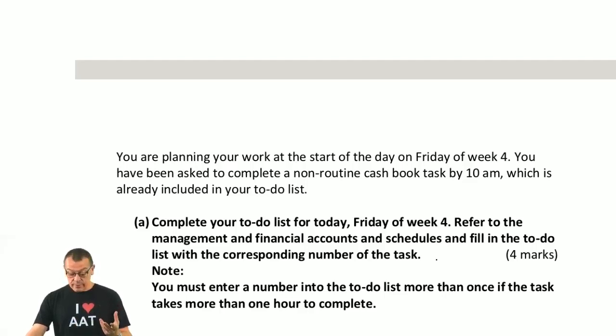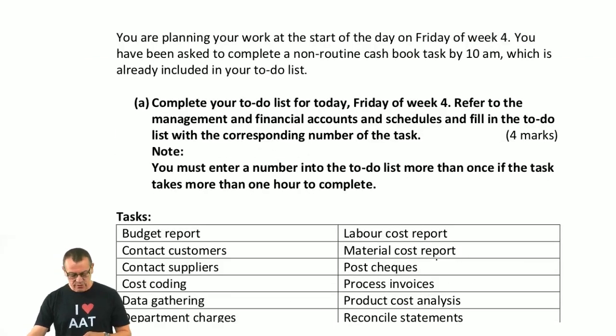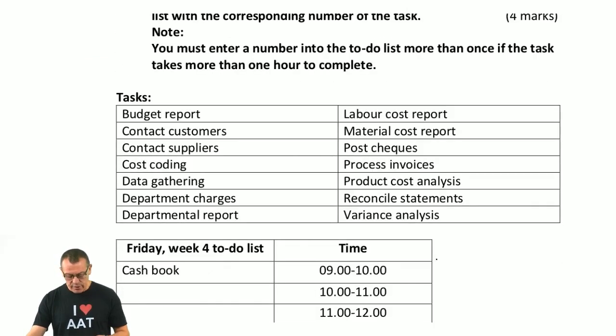Complete your to-do list for today, which is Friday of week 4. Refer to the management and financial accounting schedules above, and then fill in the list as you go along. If the task takes more than an hour to complete, then you need to put it in twice. So these are the tasks, and there's your Friday at week 4. So what needs to be done on Friday at week 4? Let's take a look at the weekly information first. Now, note well, the cash book's already inserted for you. So that's quite nice. So the examiner, very friendly, they put that in. So you get that as a starter.